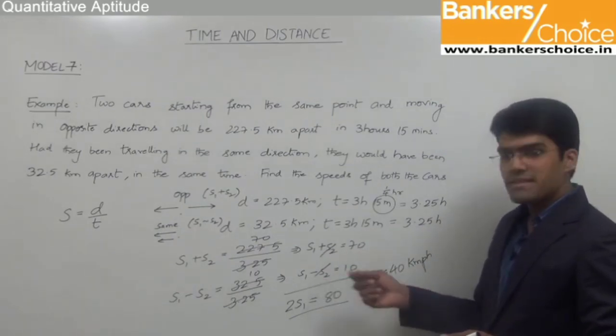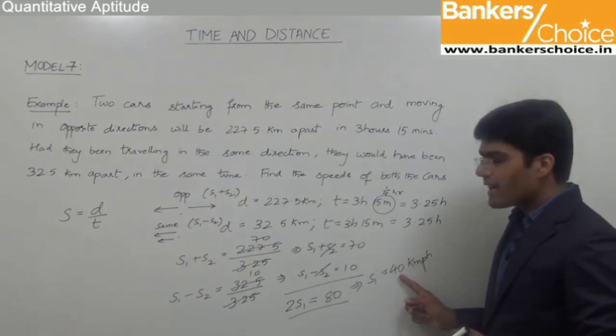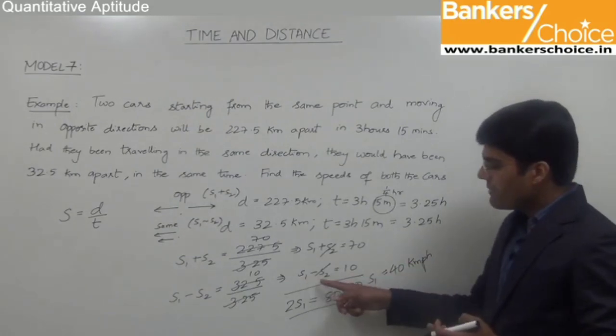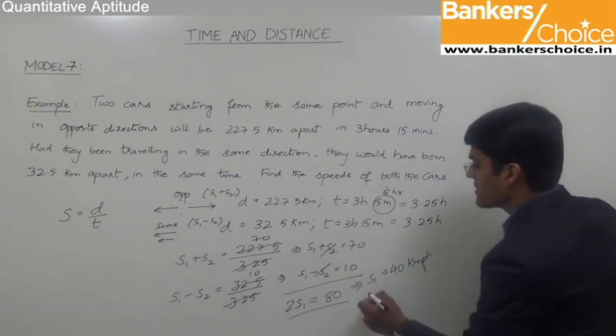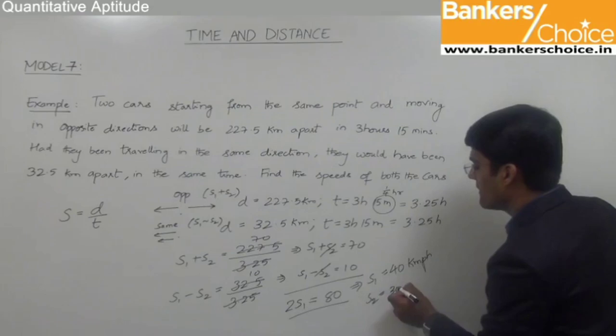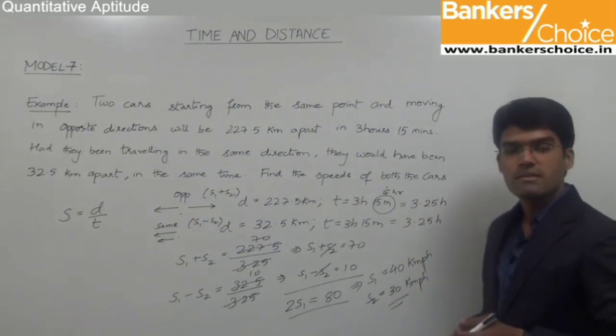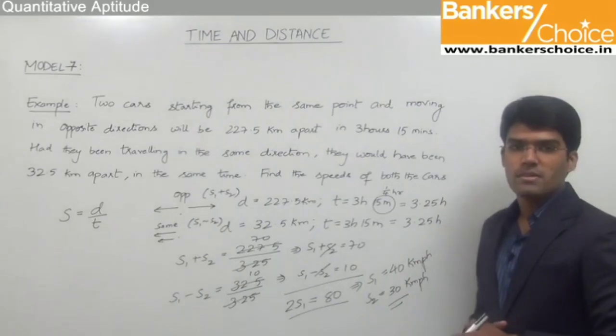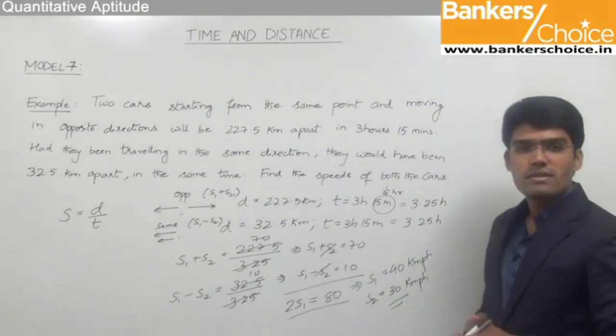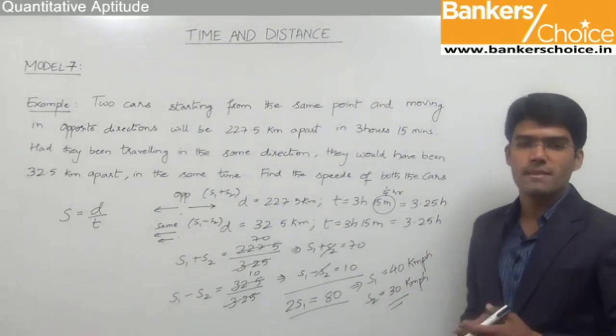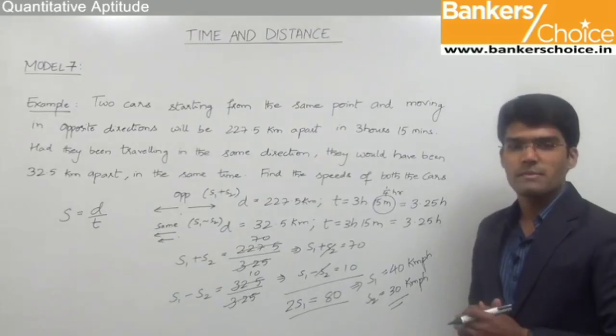Or from the difference equation, we can say that the speed of the second car should be 30 because 40 minus 30 will be equal to 10. So the speed of the second car equals 30 kilometers per hour. So these are the speeds of both the cars. So friends, this is how we can use the concept of relative speed in solving questions where two bodies are moving at the same time in opposite direction or same direction.